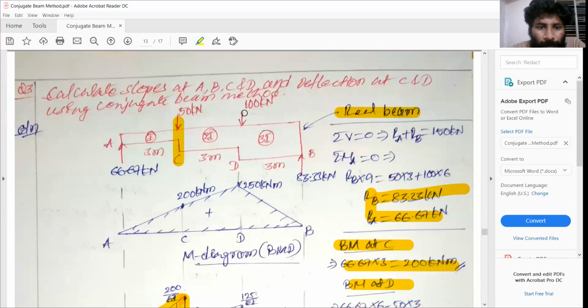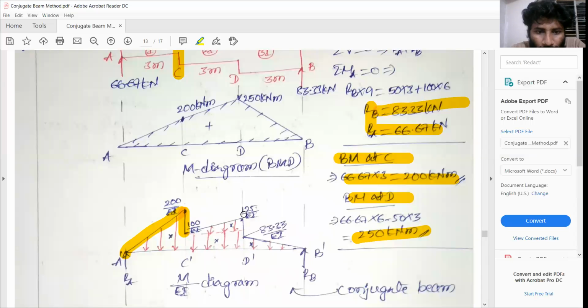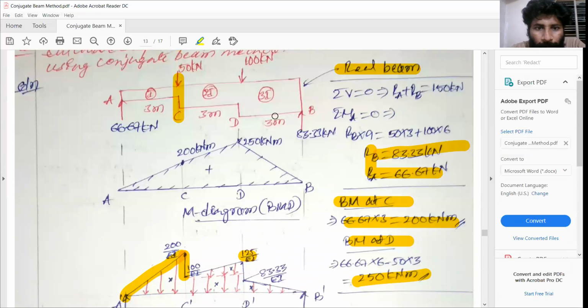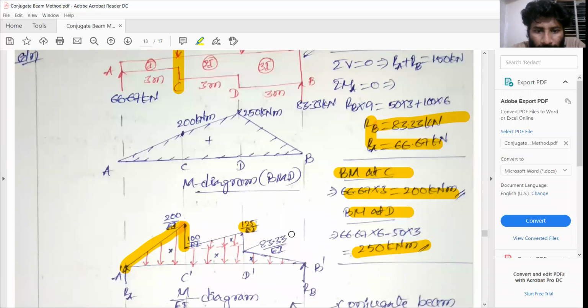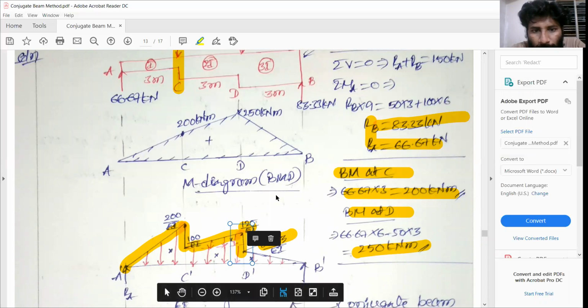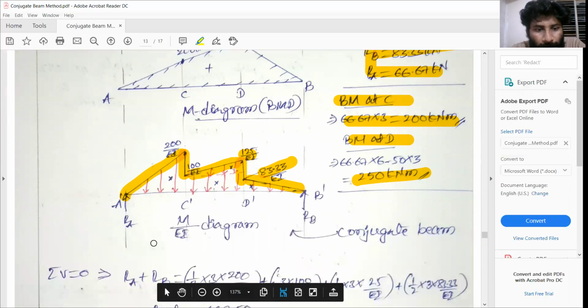Again when it comes to here, the same thing: whatever the ordinate is, the bending moment ordinate is 250. 250 divided by 2 is your 125 value, and again 250 divided by 3 is 83.33. So that's the vertical ordinate there again. Again we connect these points, and that is the continuation of that. So this will be your loading on the conjugate beam. This is the conjugate beam.